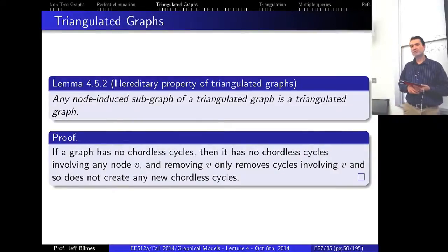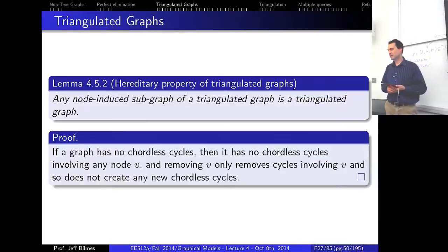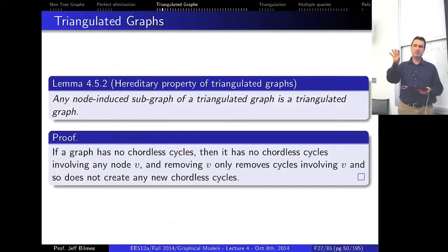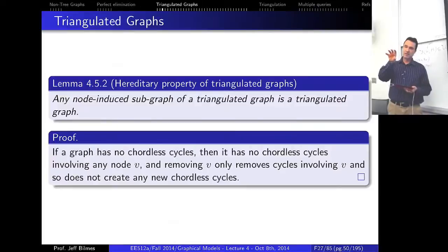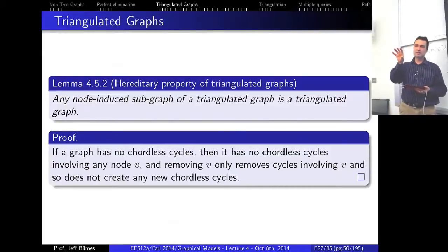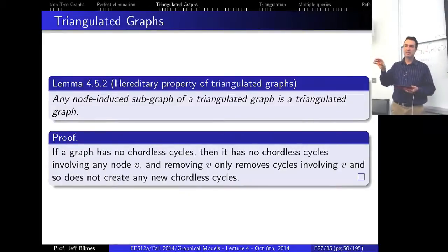Another important property is the hereditary property of triangulated graphs. It basically says the following: if you start with a triangulated graph, and you take any node-induced subgraph, so what is a node-induced subgraph? Basically, you choose a subset of the nodes, and then any of the edges that reside between the nodes that you remain with, you still have.